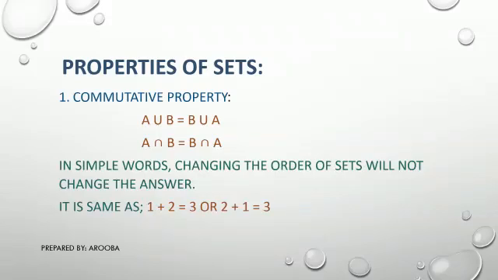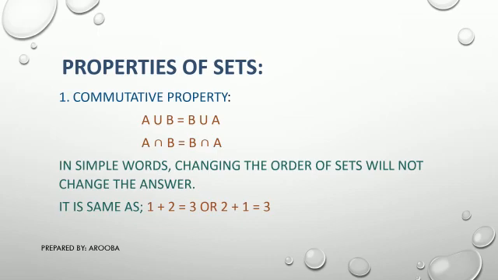Properties of sets. There are three properties of sets, first of which is commutative property. There are two forms of commutative property of sets. First, commutative property of union of sets, and second, commutative property of intersection of sets. In other words, we can say commutative property states that changing the order of sets will not change the answer.